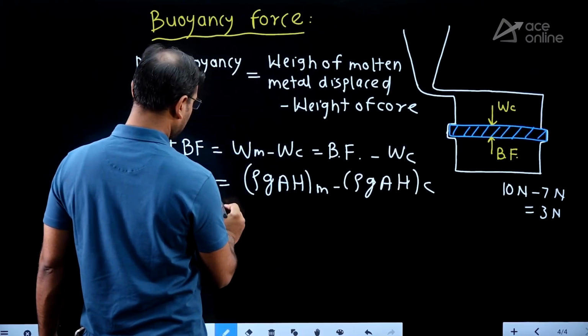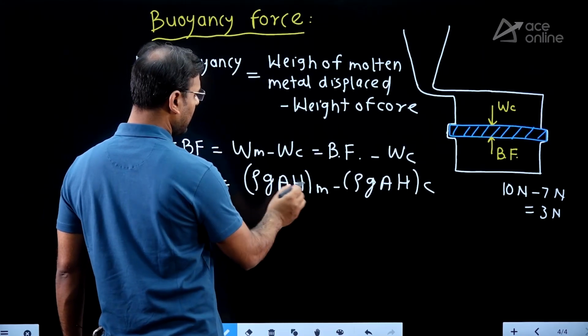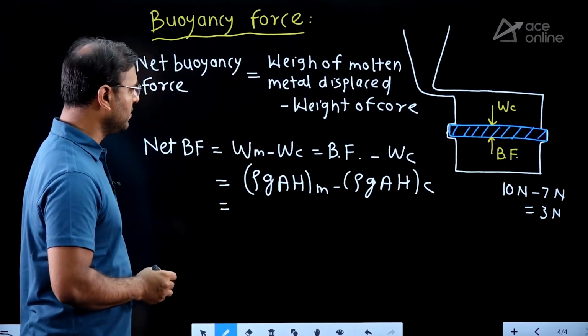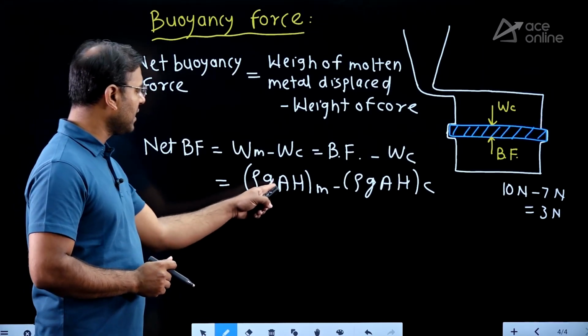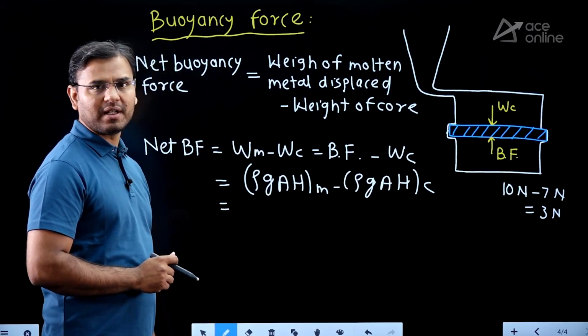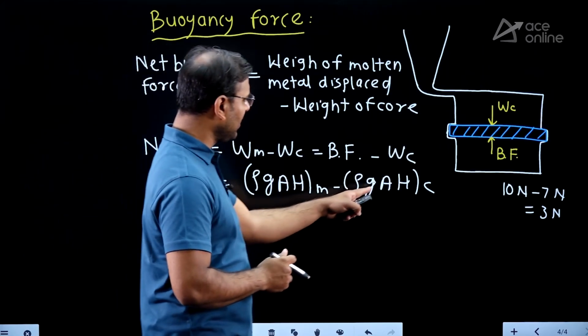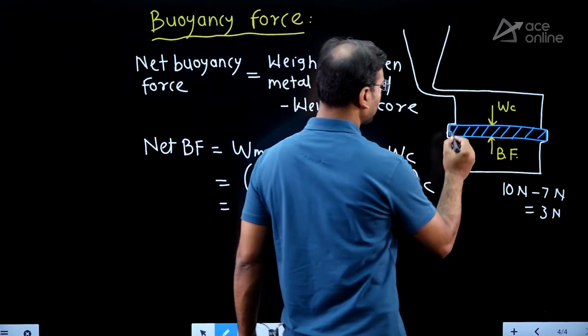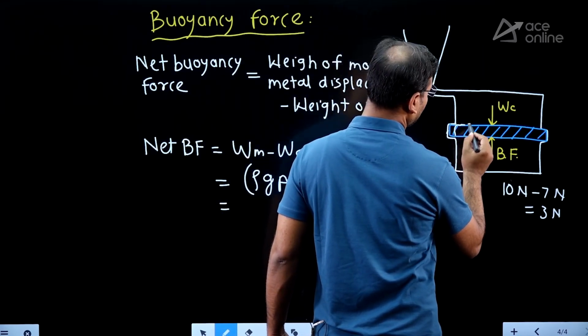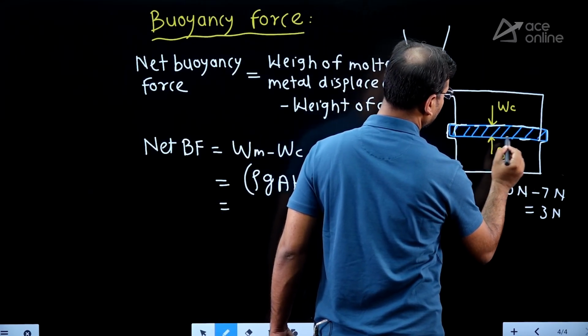This formula is rho g H for molten metal minus rho g H for core. Then here, area into height is the volume. It is the volume of core, and area into H is also the volume of molten metal displaced. So A into H is the volume of core. Here the volume of core we can take from here to here.